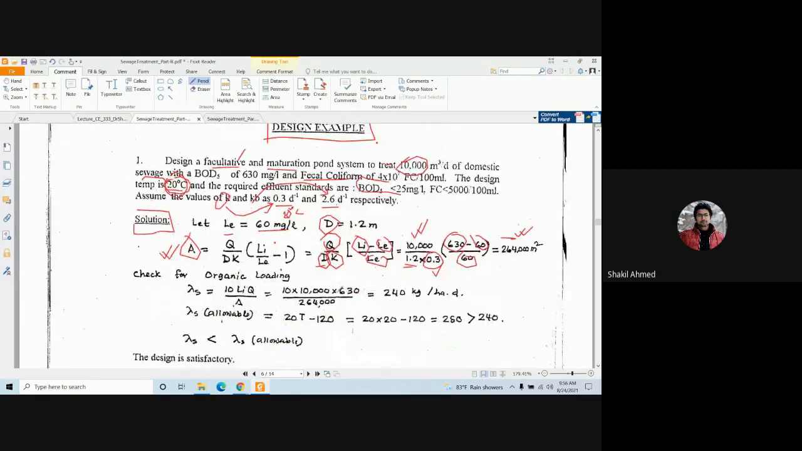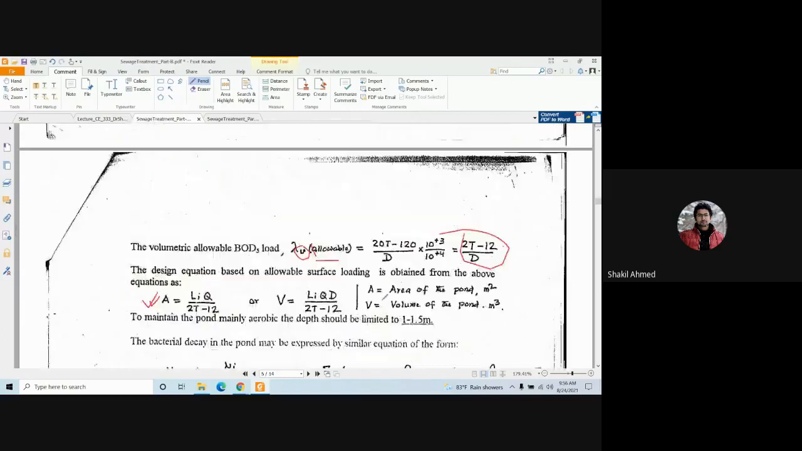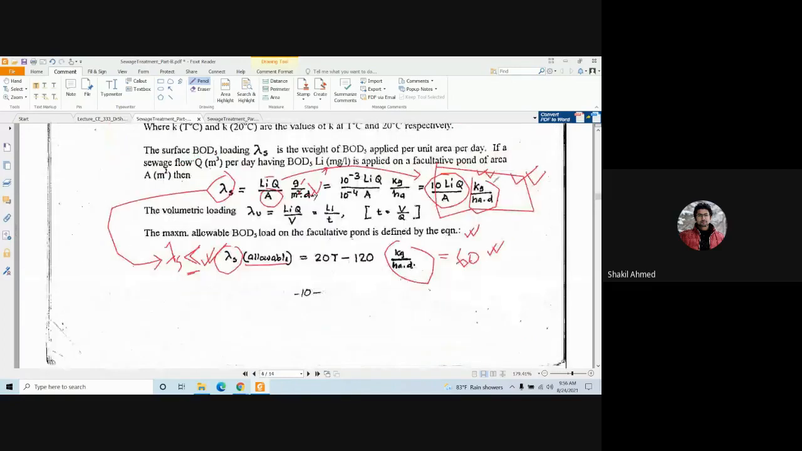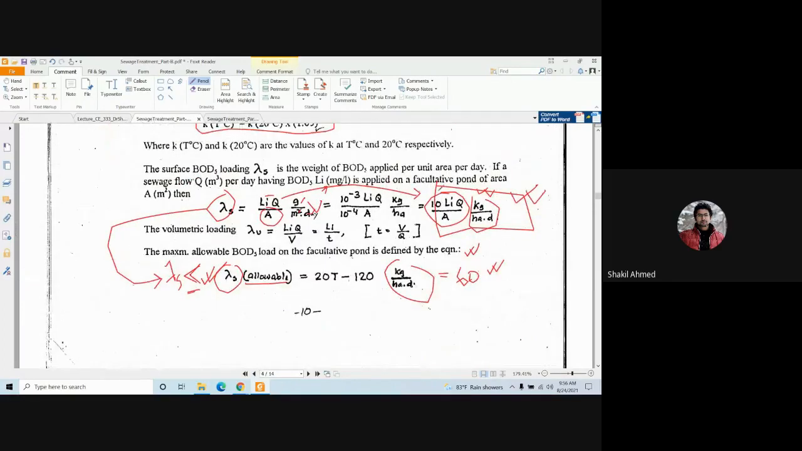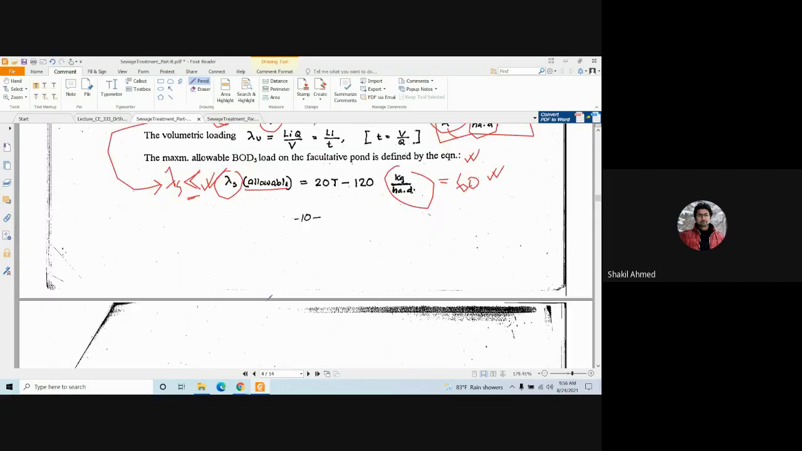Like in this formula I showed you, Li has to be in milligram per liter, Q has to be in meter cube per day, and area has to be in meter square. Then your lambda s will be in kg per hectare per day.